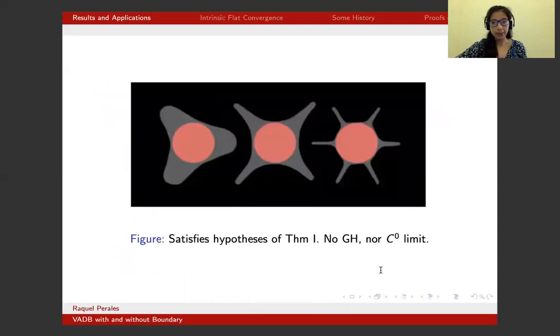Now, let me give you an example of what type of sequences we are considering. Here M0 is the manifold inside, the pink manifold, and we have depicted M1, M2, and M3. These are gray manifolds. It's easy to see that the diameters are uniformly bounded, that the volumes of M1, M2, and M3 are bigger than the volumes of M0, and also that the distances are bigger in M1, M2, and M3. So they satisfy all the conditions of our theorem. And also this sequence won't have a Gromov-Hausdorff limit, nor C0 convergence of the distance functions to M0.